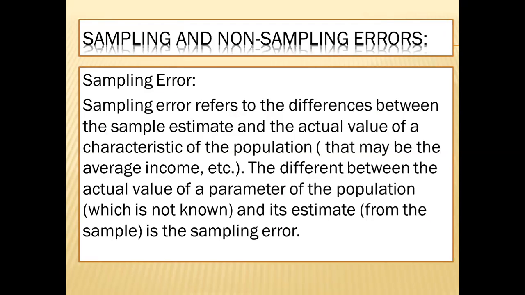Sampling errors we will discuss first. The sampling error refers to the difference between the sample estimate and the actual value of a characteristic of the population, which may be the average income, etc. The difference between the actual value of a parameter of the population, which is not known, and its estimate from the sample is the sampling error.